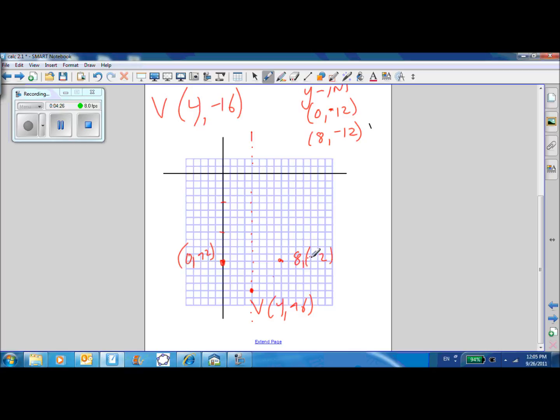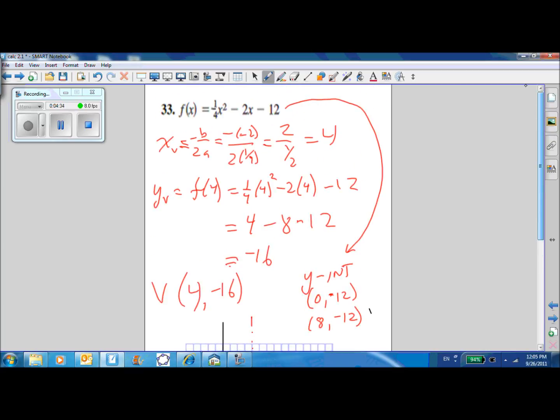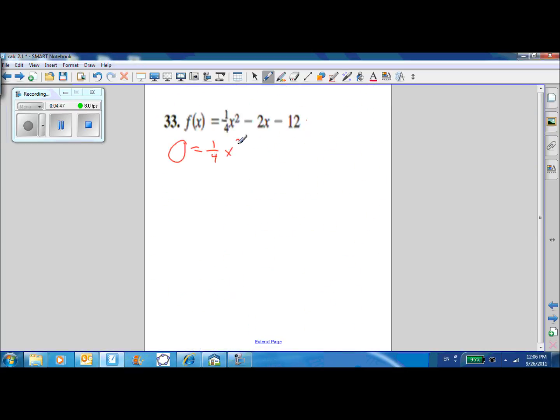For a couple more points, let's plot the actual x-intercepts, because it looks like it's going to have x-intercepts. Now to do that, we've got to take the original equation, set it to 0 to come up with our x-intercepts. So first of all, I'm going to multiply through by an LCD equal to 4 to get rid of that fraction in front there. And I'm using the LCD in the equality sense. So multiply both sides of the equation by 4. So 0 equals x squared minus 8x minus 48.